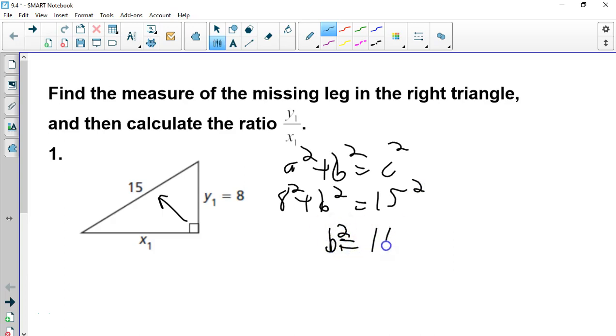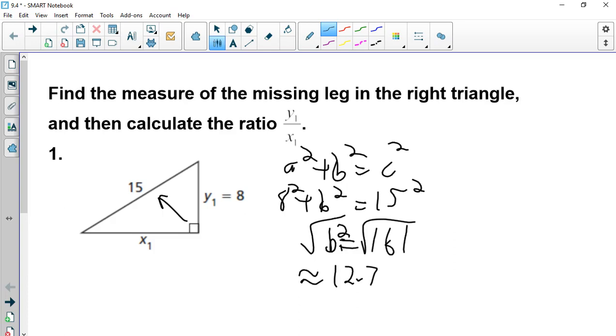you get 161. And I'm going to square root both sides, and I'm going to get approximately 12.7. 161 actually does not simplify. There are no numbers in there. So we can leave it like that, or the approximate 12.7.